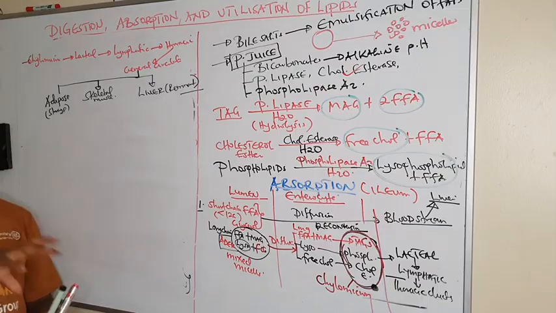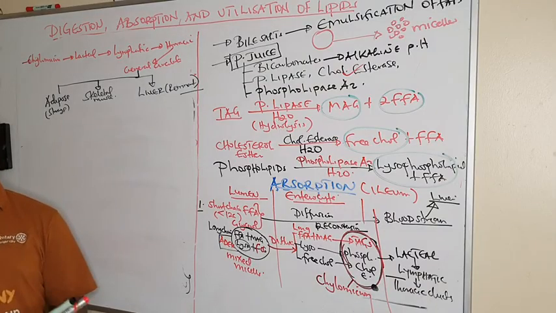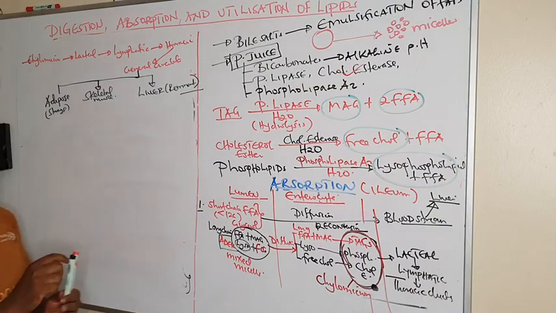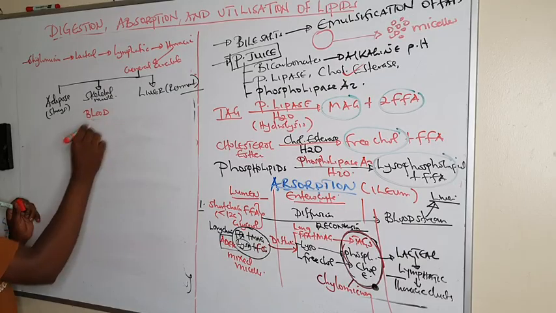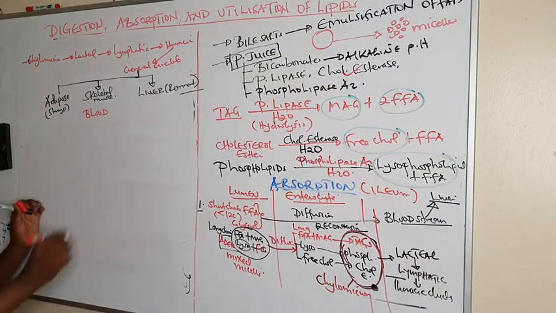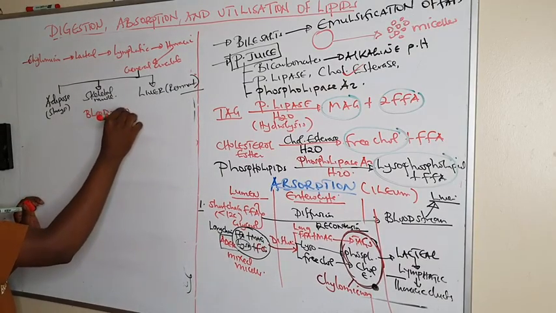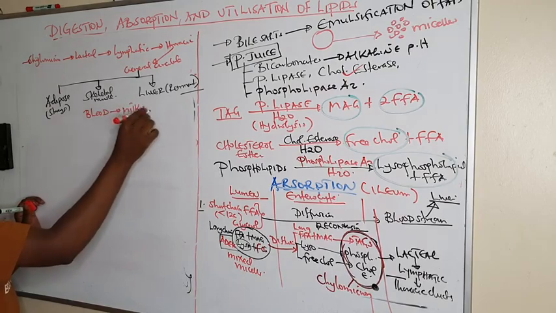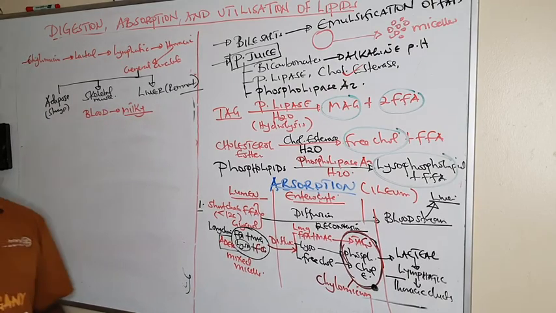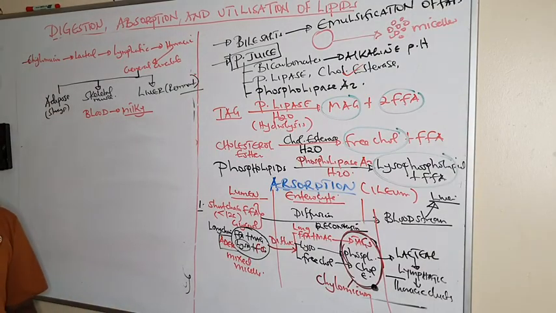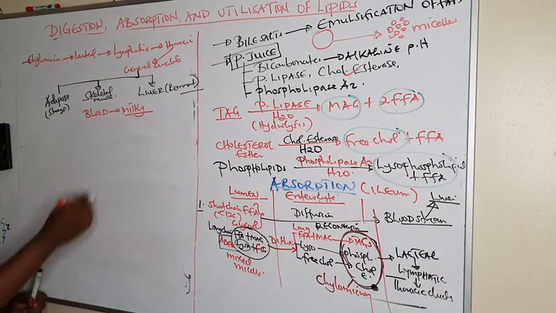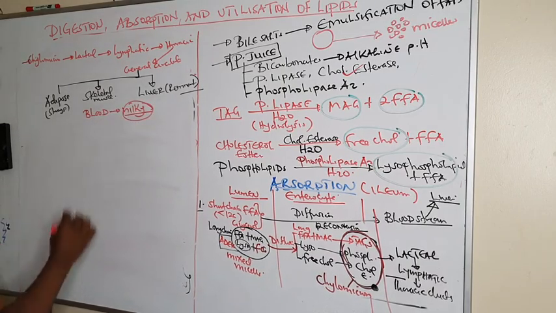And as the chylomicron is moving in the circulation, it is the one that is responsible for making blood appear milky. When you collect a blood sample 2 hours after eating a fatty meal, blood will appear milky due to the circulating chylomicron containing triglyceride 90%, cholesterol 5%, and phospholipid 7%. So it is the one that makes blood appear milky.